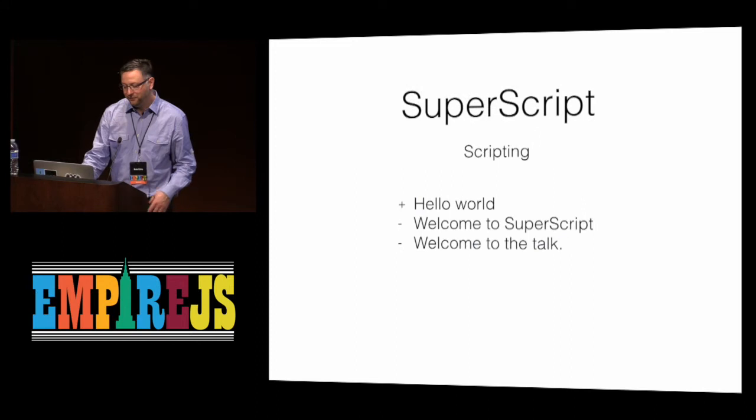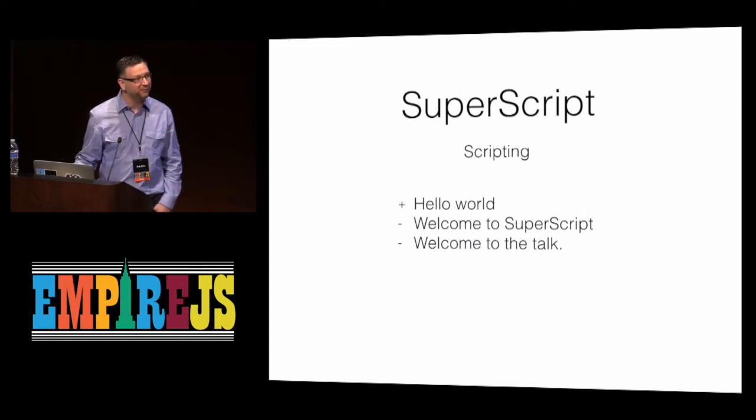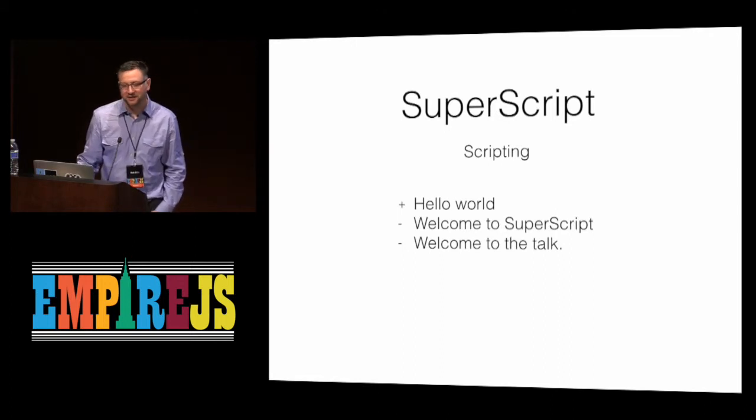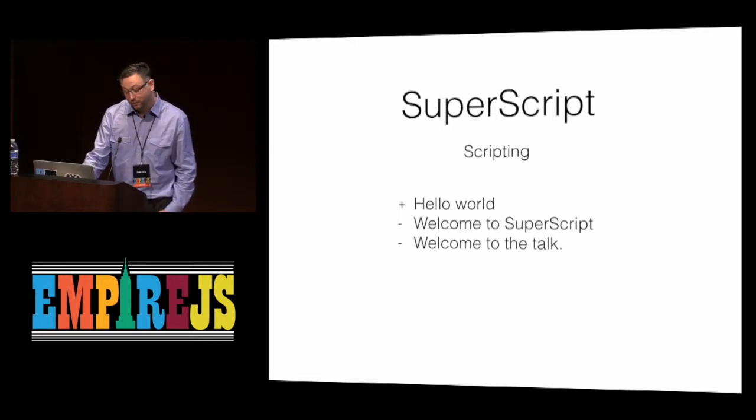So here's how the whole thing works. Here's an actual script, the most basic script that you would probably come across. The plus notes that this is an input that we're looking for. In this case, it's hello world. And then there are two possible replies, denoted by the minus: welcome to Superscript, and welcome to the talk.